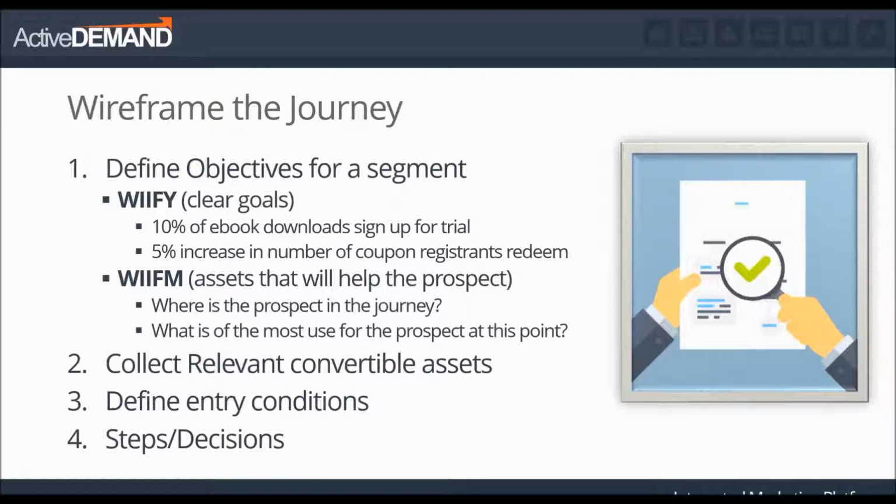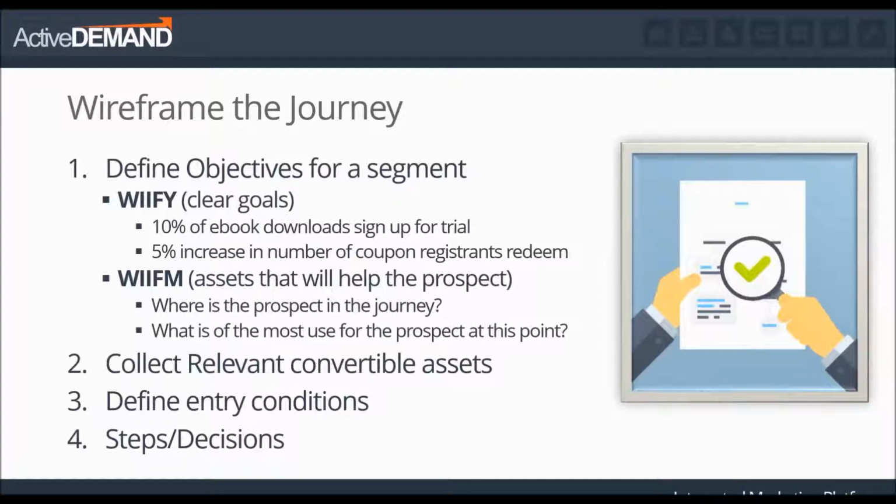And very important is you set what's in it for you: what are the clear goals that you have for putting this effort into this type of marketing. So for example, maybe you want 10% of your ebook downloads to sign up for a trial, or attend a webinar. Or on the B2C side, maybe you want a 5% increase in the number of coupon registrants who actually redeem, or a 10% increase of the coupon registrants who actually buy from you.